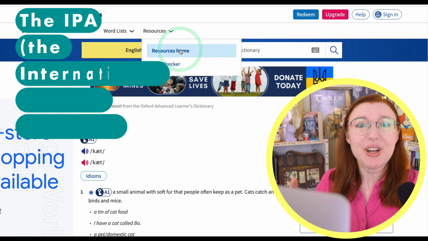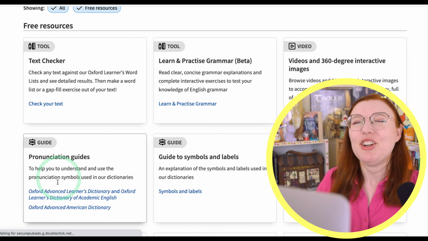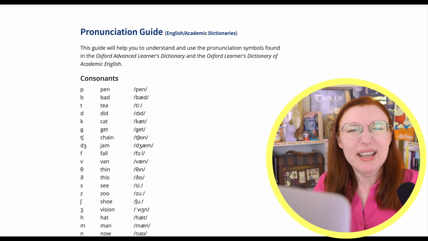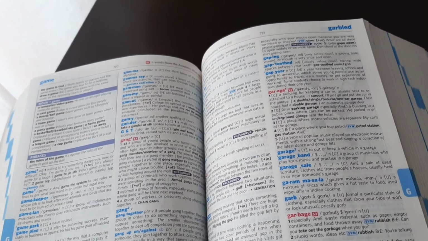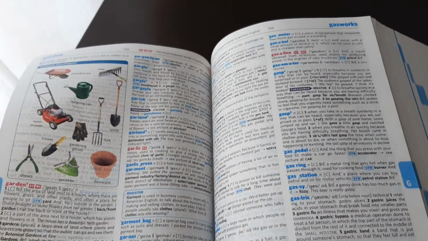Learning how to read the IPA, the International Phonetic Alphabet, can be really useful. If I were you, I'd definitely consider that. In some situations, you just can't rely on listening to the audio. Like maybe you're in a noisy environment, or you're reading on a Kindle, or you're using a paper dictionary. It's also helpful if you want to learn any other languages besides English.